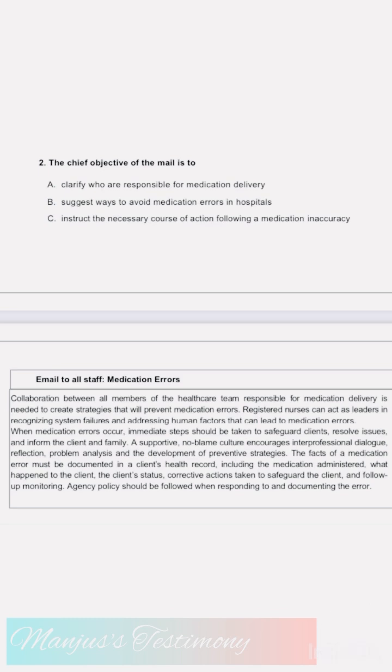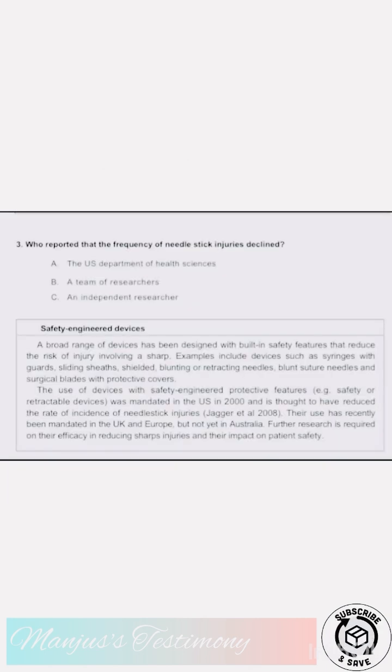So next we are going to move on to the next question. Let's read it. Who reported that the frequency of needle stick injuries declined?